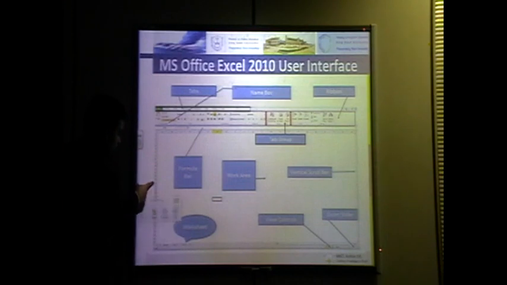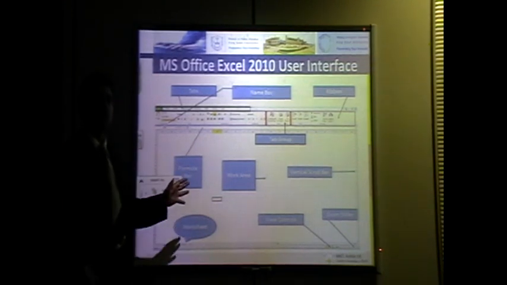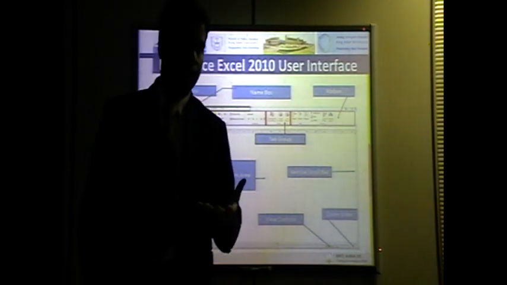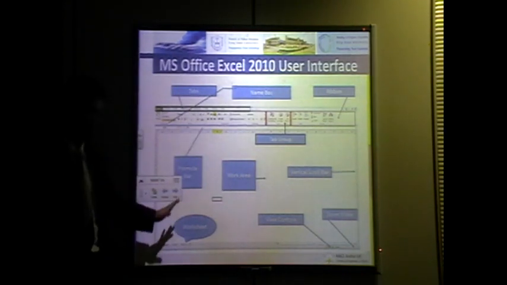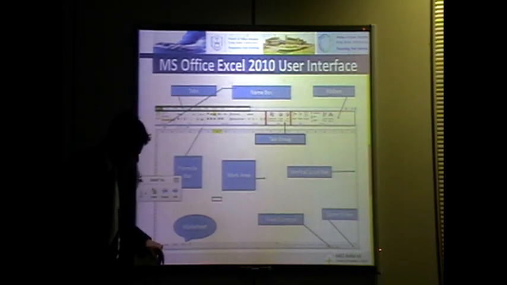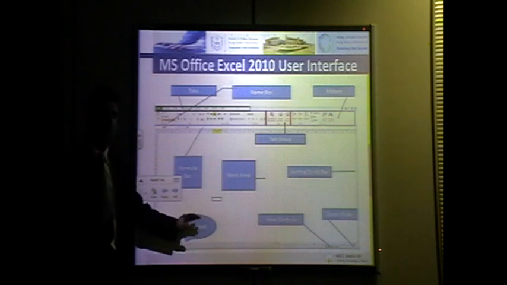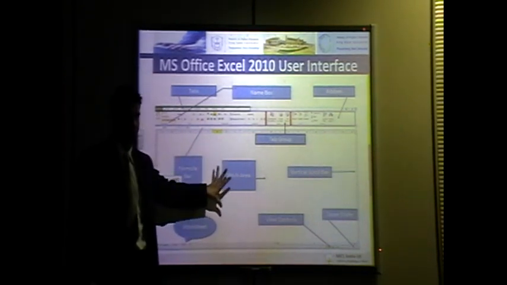You can see sheet 1, sheet 2, sheet 3. By default, when you open Excel, you will get 3 sheets: sheet 1, sheet 2, sheet 3. You can rename this one. You can add more sheets. You can delete some sheets. Okay. So this full thing is a worksheet.